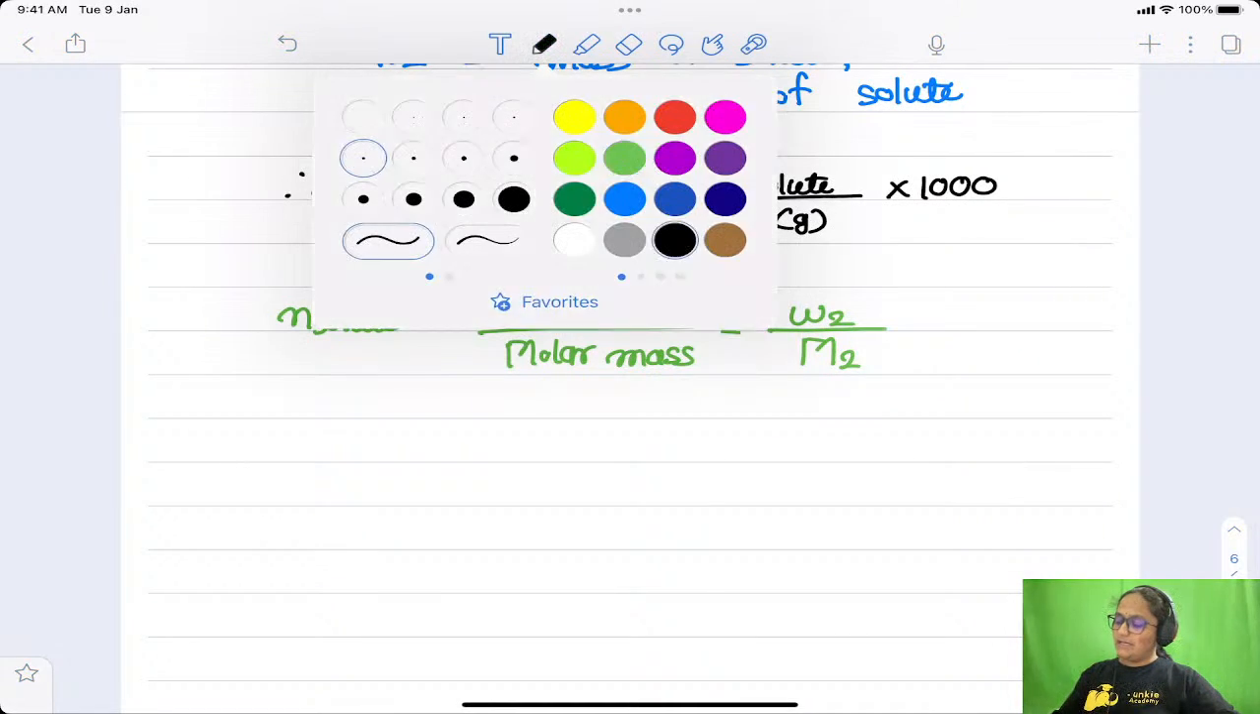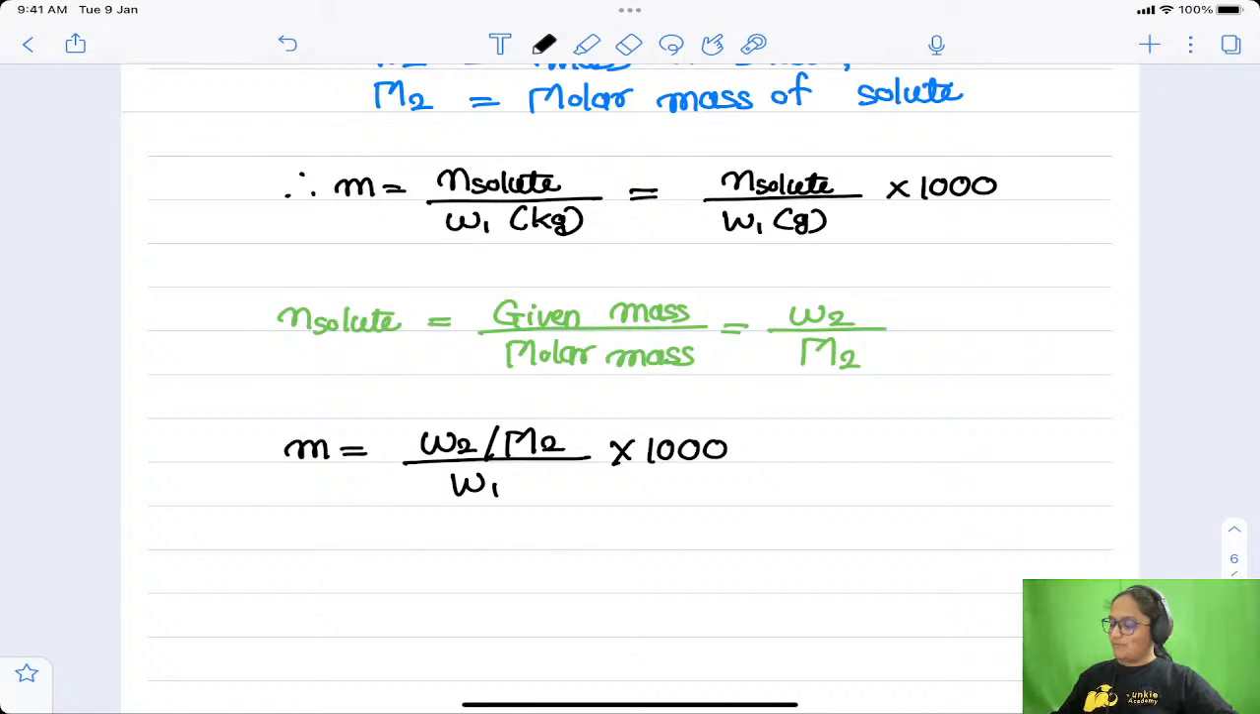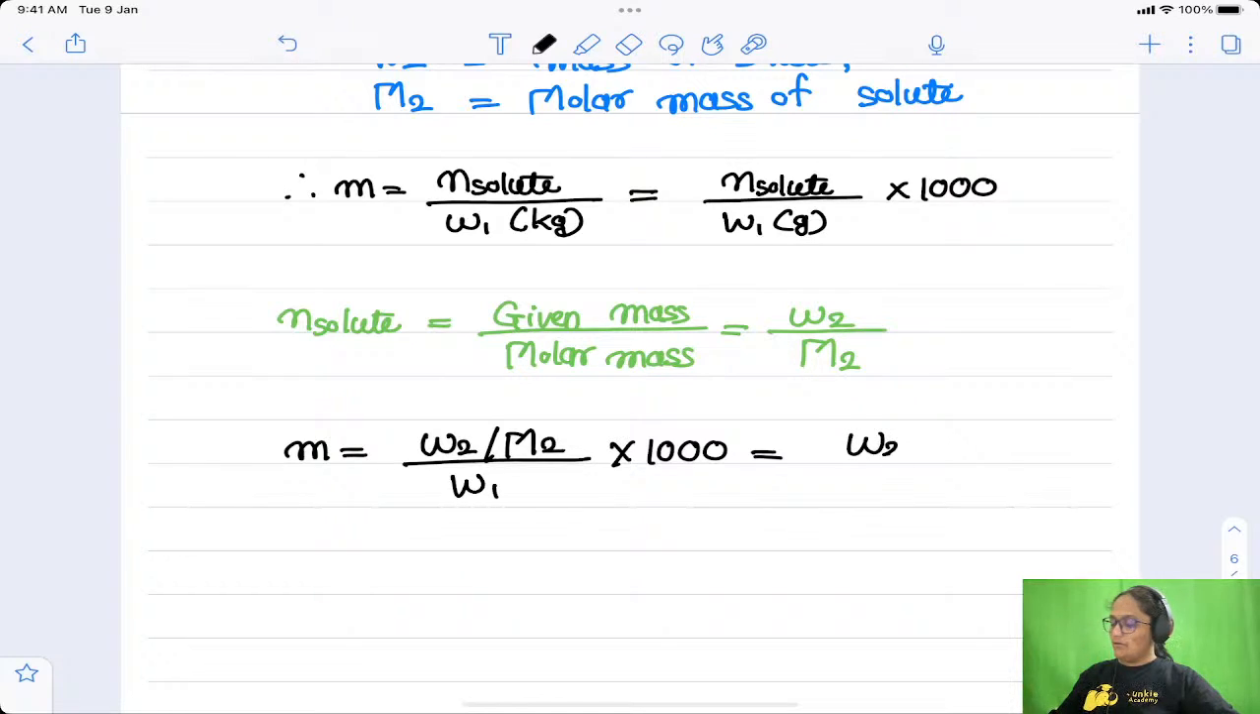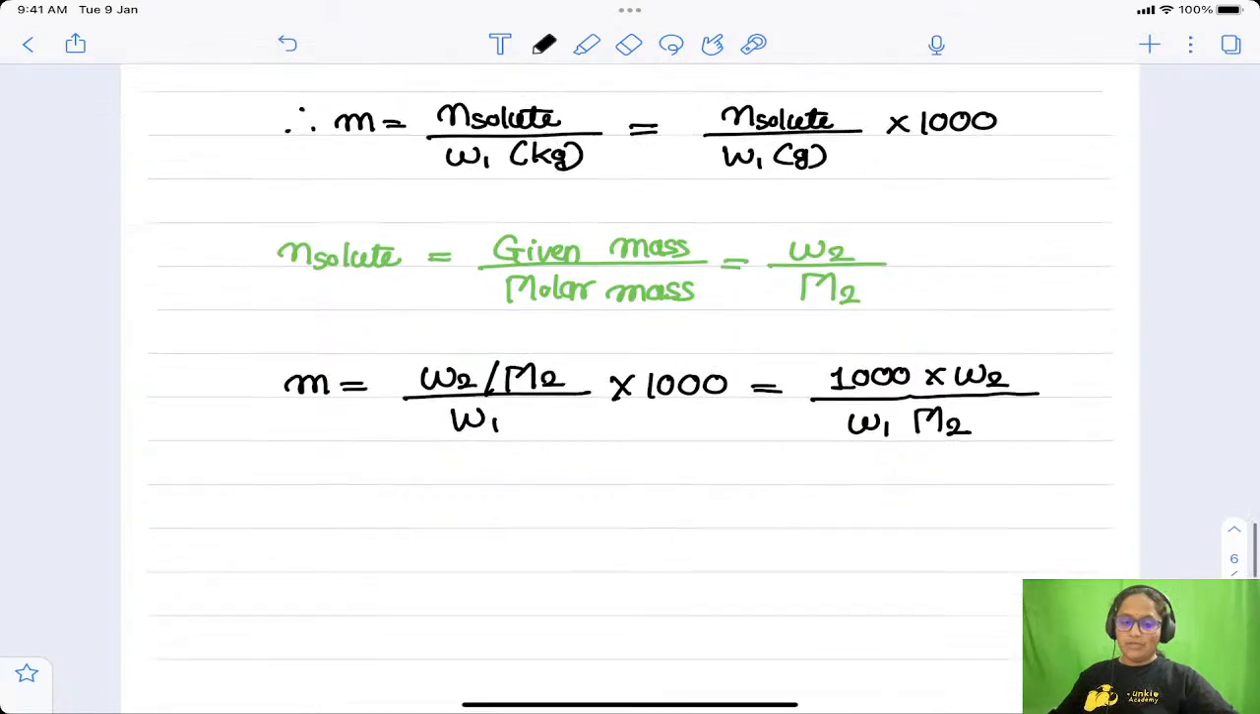Therefore molality will be equal to what? W2 divided by M2, divided by W1, multiplied by 1000, right? So it will be equal to, M2 will go down, W2, or first I will write down 1000. 1000 multiplied by W2 divided by W1 into M2, right? W1 into M2.